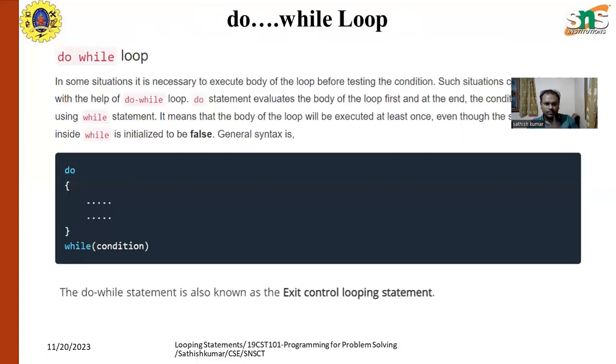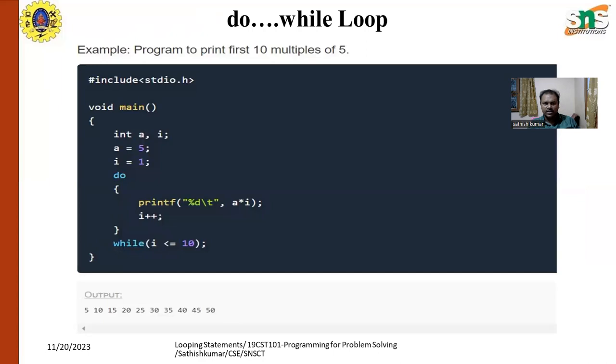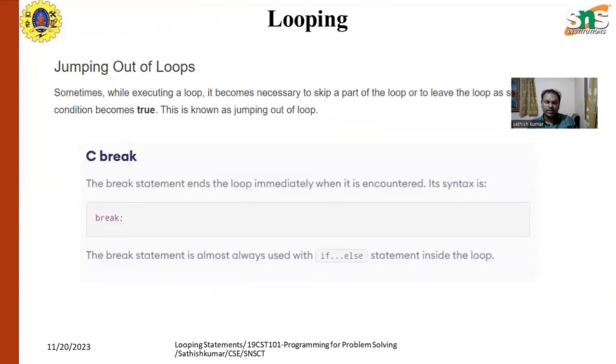Next is the do while loop. In do while, inside the do block we have the statements and the increment, then the while condition. If the condition is true, it repeats; if it is false, it comes out of the loop. In the same way, we are going to print the table of 5: 5, 10, 15, 20, 25, 30, 35, 40, 45, 50. So a = 5, i = 1, printf of a * i, i++, while i is less than or equal to 10.